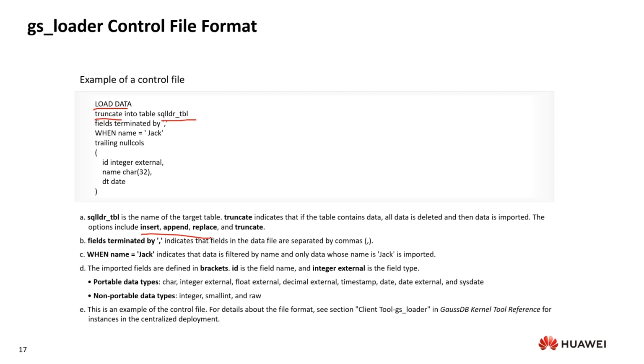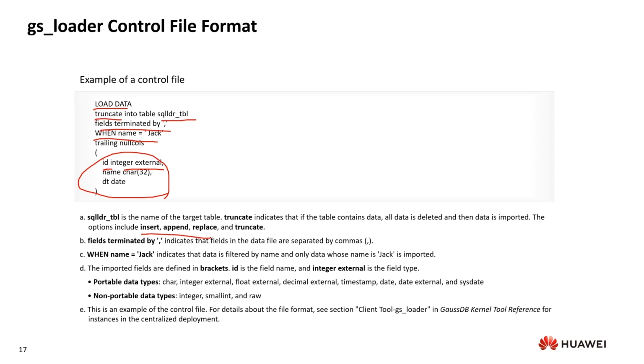The fields terminated by comma indicates that fields in the data file are separated by commas. And the when name equal to Jack indicates that data is filtered by name and only data whose name is Jack is imported. The imported fields and their definitions are in the brackets here. The ID is the field name and the integer external is the field type.